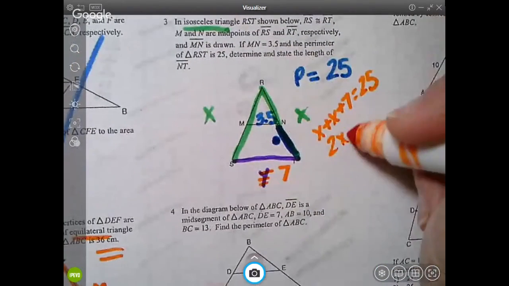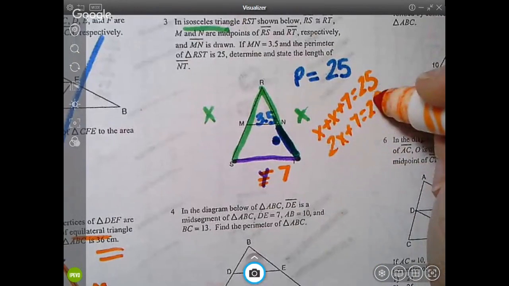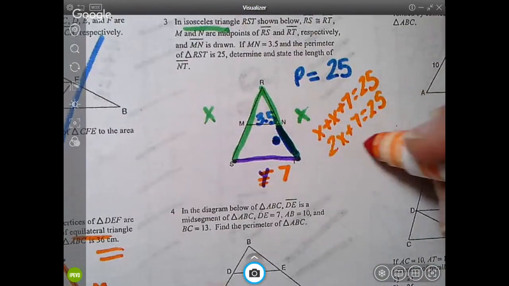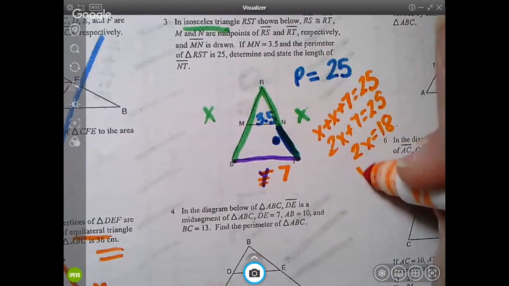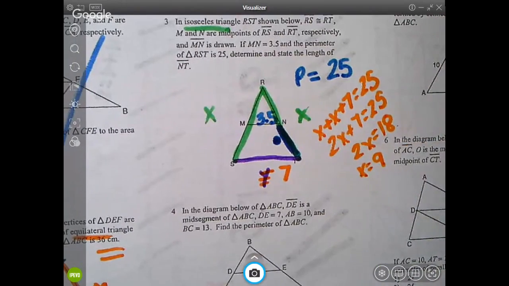When we simplify, we get 2x plus 7 equals 25. Subtract 7 from both sides. Divide both sides by 2. Is 9 my answer? Why? I heard a yes and a no.